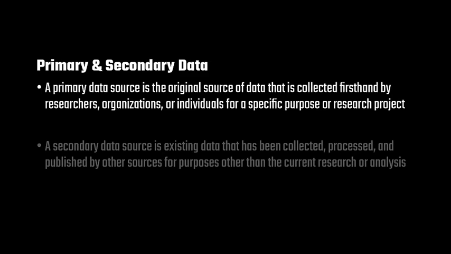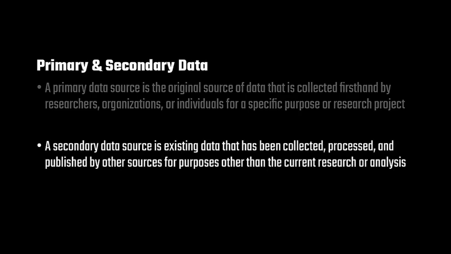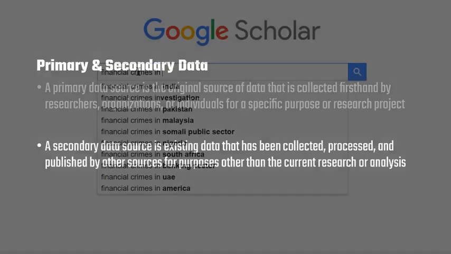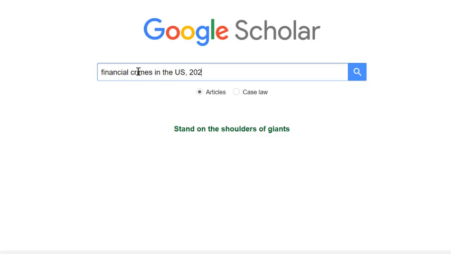In other words, primary data is data that is directly observed, measured, or collected from its original source without relying on pre-existing data or secondary sources. Primary data sources are often used in research, surveys, experiments, and studies to gather new information and insights. A secondary data source refers to existing data that has been collected, processed, and published by other sources.